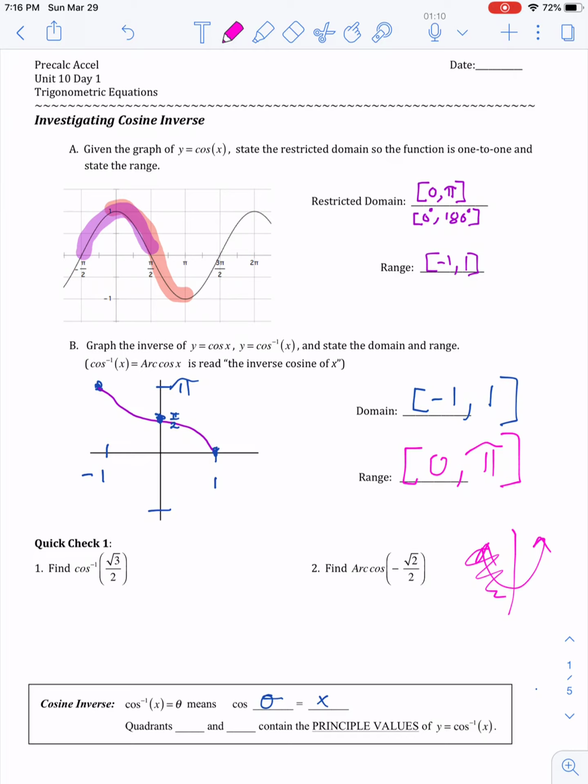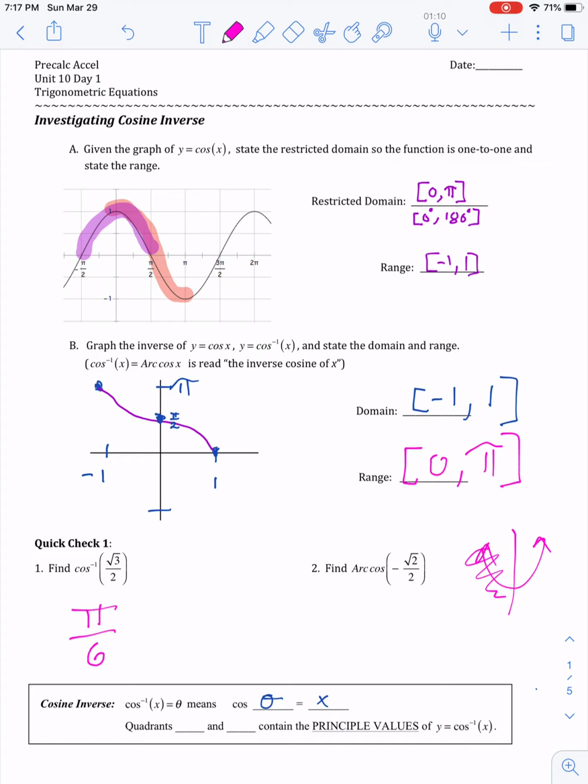So in our quick check, how I translate this math to English, it says, what angle has a cosine of root 3 over 2 within the principal interval? That's kind of the message you have to think in your head. All my answers have to be within the principal interval. Pi over 6, or 30 degrees, is the only angle that has a cosine of root 3 over 2 within the principal interval. I'm going to give you guys a moment to think about problem 2.